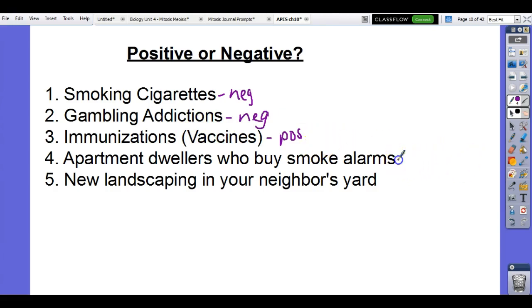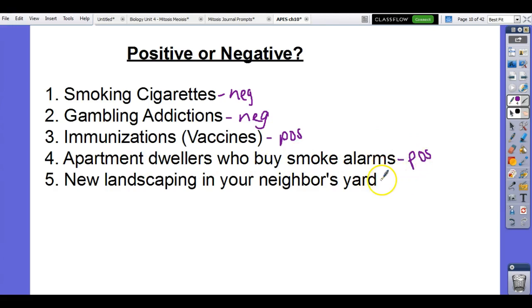Buying a smoke alarm, again, that's a positive thing, but why? Well, if you buy a smoke alarm, chances are you're going to be less likely to have a fire that burns down the entire apartment building because you have a smoke alarm that can alert you if there's a fire. So other people will benefit because the chances of you burning down that entire apartment building is a lot less.